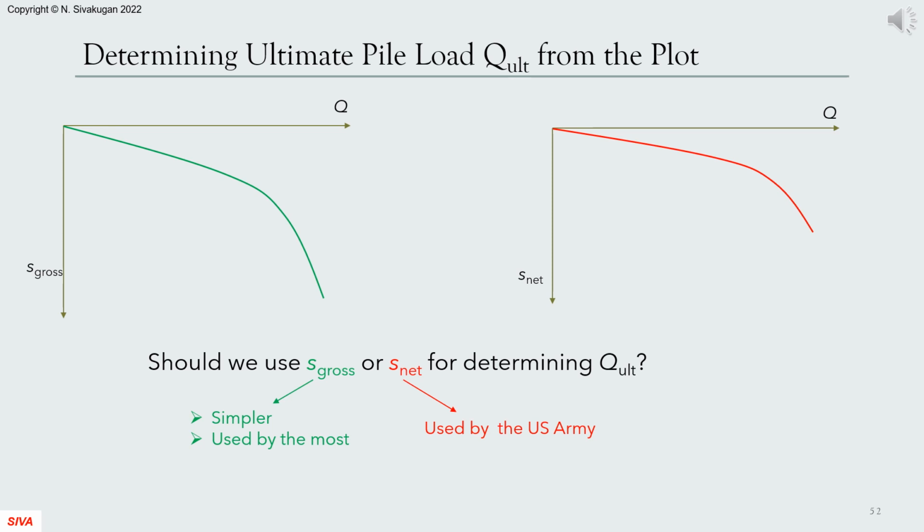Here, we have the two load versus settlement plots, gross on the left and net on the right. Which one do we use for determining the ultimate load carrying capacity of the pile? Gross is simpler and is used by the most. Net is more rational since it is related to the bearing capacity failure and is preferred by the U.S. Army.